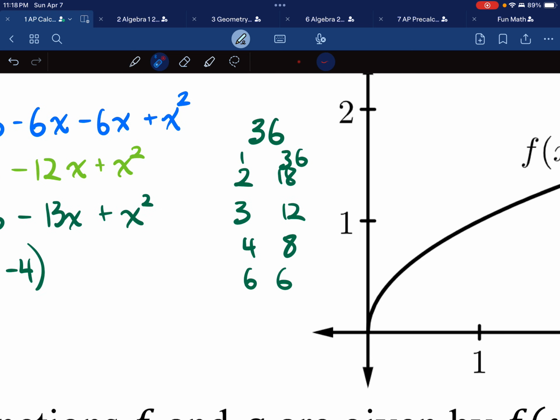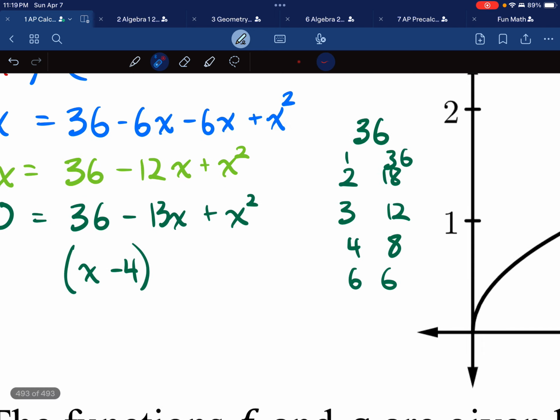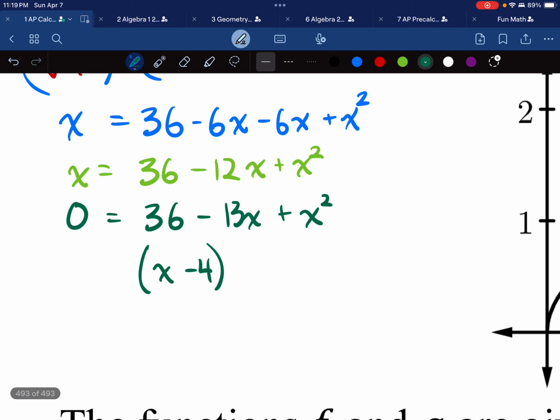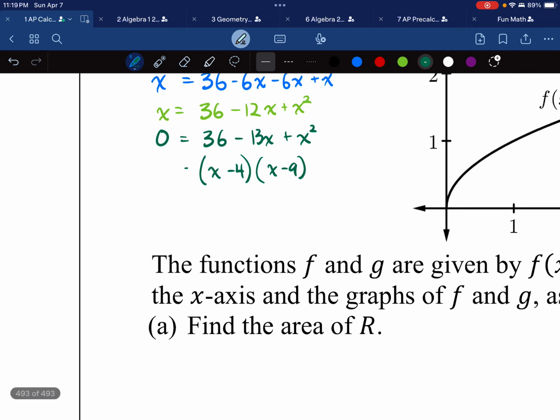Mr. Sindel. Mr. Sindel. Why? 4 times 8 is 32. Is that 32? No. Do you know what that number needs to be? 9. Okay. So, it was staring me in the face. X minus 9. It happens. I look at the time. It's 11:19. It's late. That's what I'm blaming it on. I'm sorry. Okay, this is x is equal to 4, or x is equal to 9.